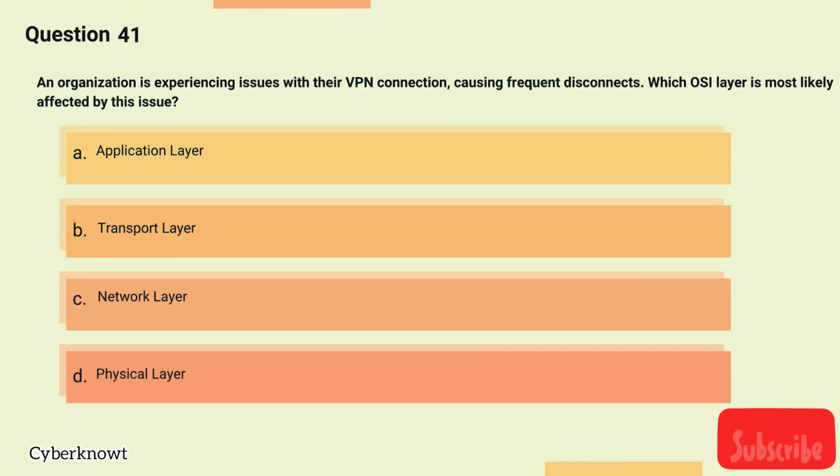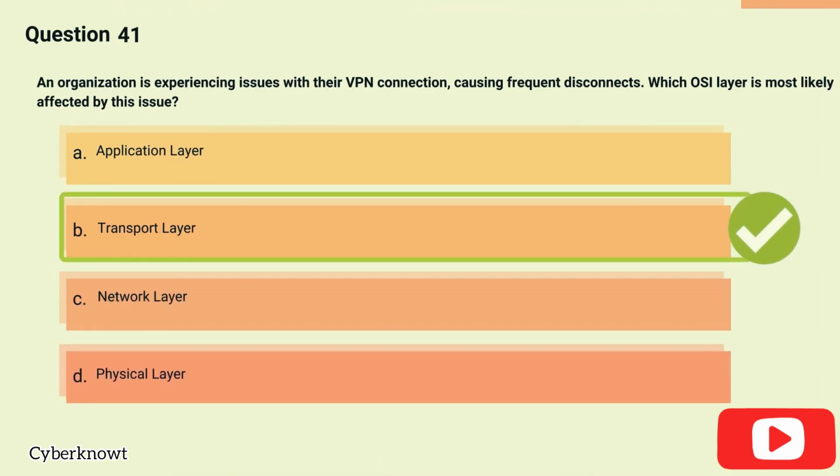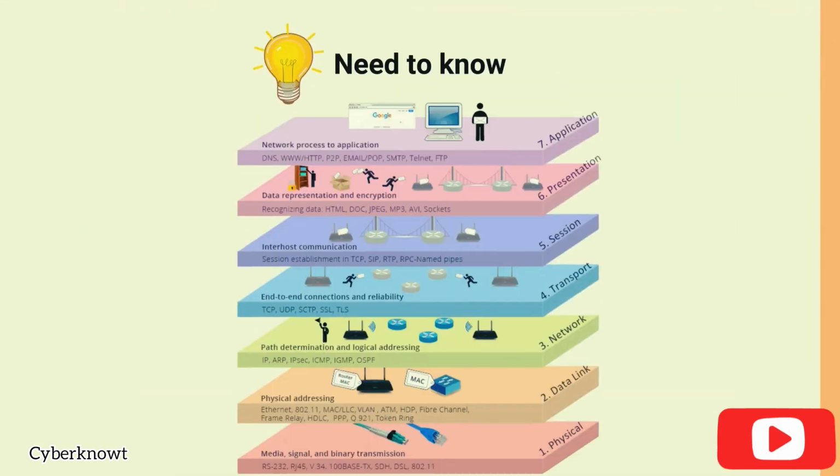Question 41. An organization is experiencing issues with their VPN connection, causing frequent disconnects. Which OSI layer is most likely affected by this issue? Option A. Application layer. Option B. Transport layer. Option C. Network layer. Option D. Physical layer. The correct answer is Option B. Transport layer. Explanation.